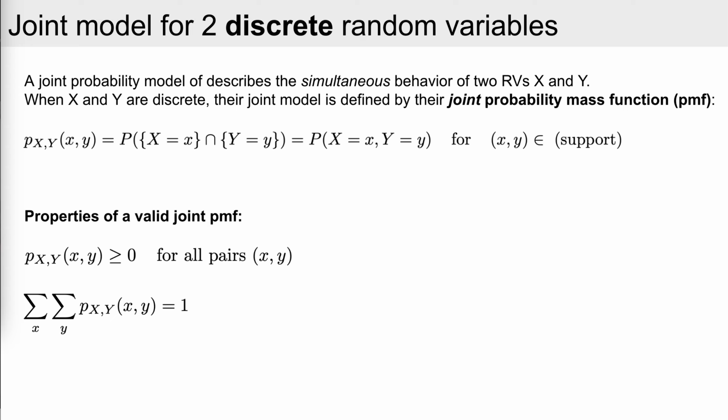Like marginal or univariate PMFs, joint PMFs have to satisfy a couple of properties in order to be valid. First, since the PMF is technically a probability, it has to be non-negative for all pairs x and y. Second, it has to sum to 1 across all x, y pairs. This is analogous to the PMF of X alone summing to 1 across all values of x.